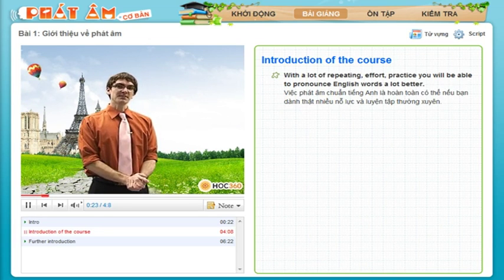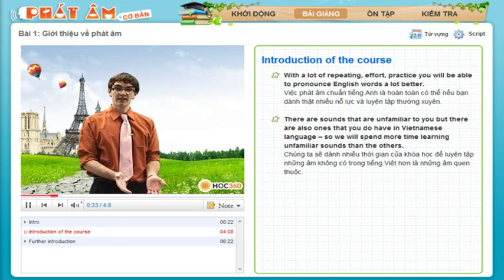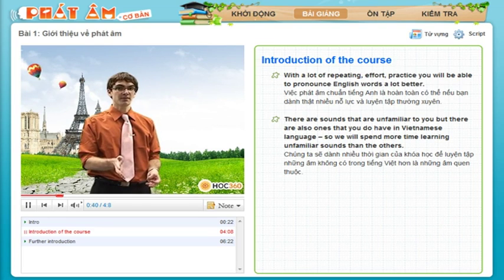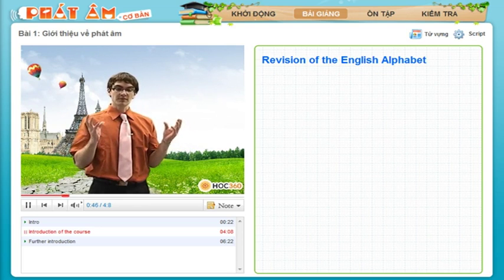Now, some sounds are going to be a lot easier than others. There are going to be a lot of sounds unfamiliar to you from the English language, but then again there are going to be sounds that you do have in the Vietnamese language. So I'll try to make the unfamiliar sounds top priority and spend more time on those than the others.